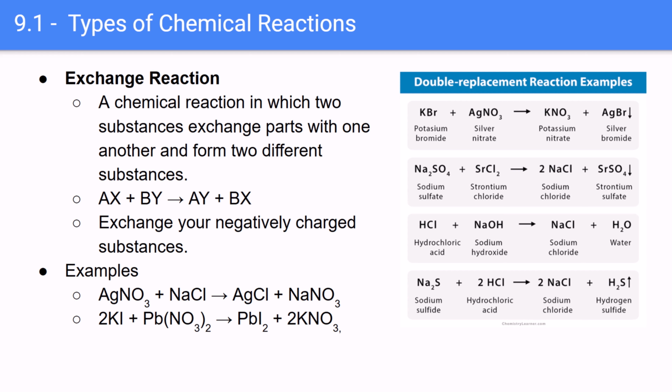Notice that the polyatomic ions are not broken apart, they just switch spots. Na2SO4 and SrCl2 become NaCl and SrCO4. Again, we're trading places here when we look at our chemical reactions. So simply take what's negative, trade its places, and you know that you have an exchange reaction.